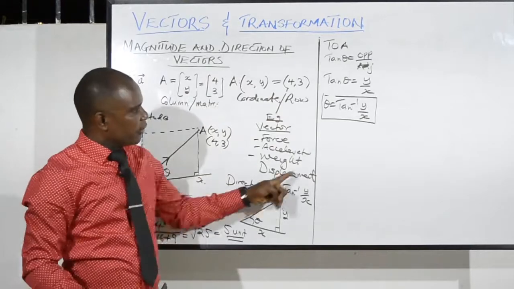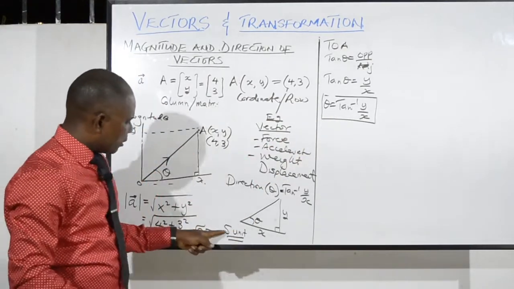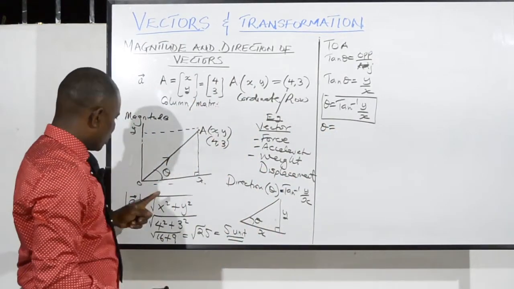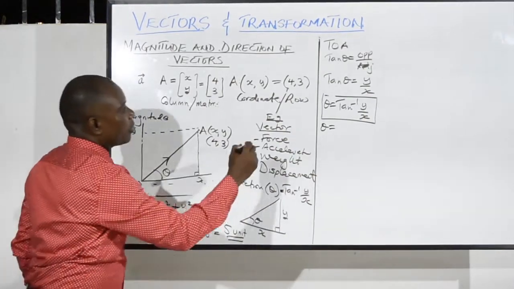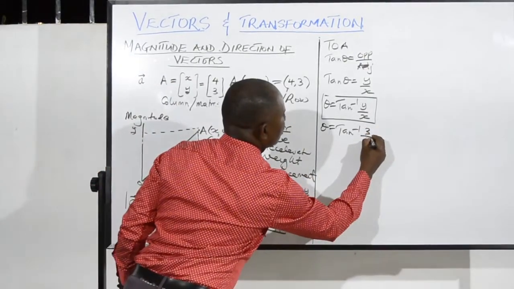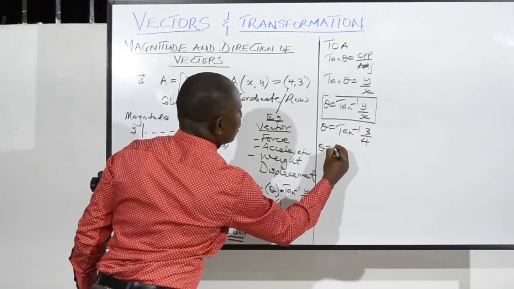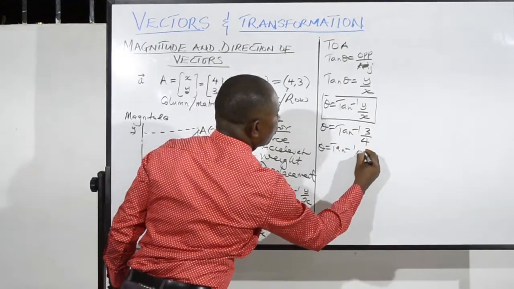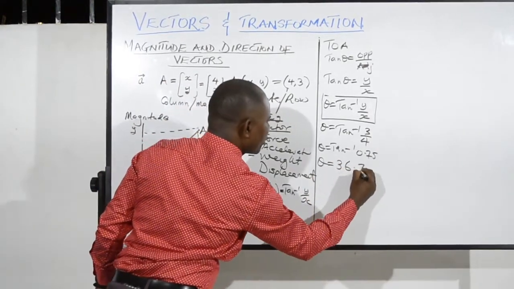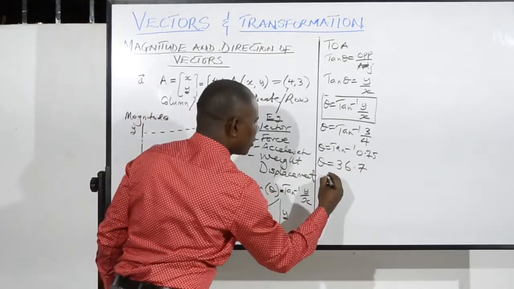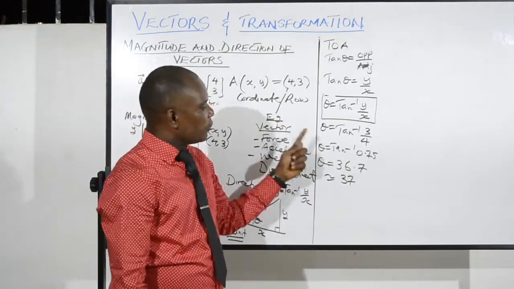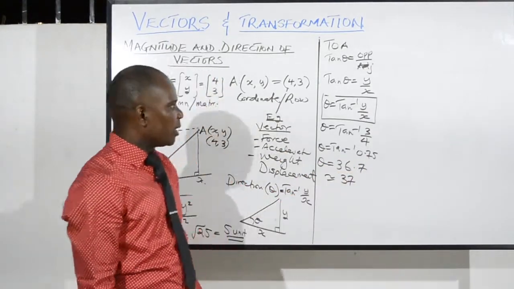So the direction of the vector is given by that component. This is the magnitude, and this is the direction. From this example, the direction is going to be the tan inverse of the y component, which is 3, over the x component, which is 4. The tan inverse of 0.75 gives theta equal to 36.7 if you press it on your calculator. So we get approximately 37. We just approximate it, and if you use your calculator properly, you'll get the correct answer.